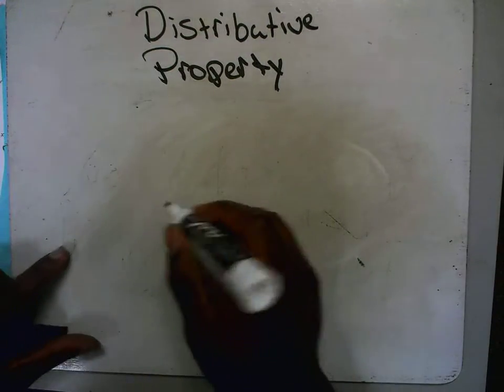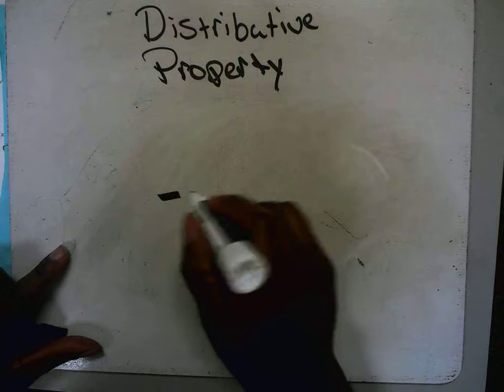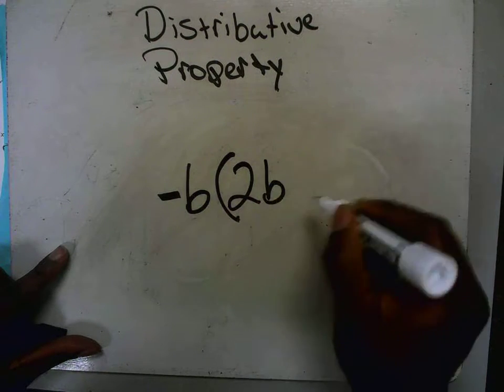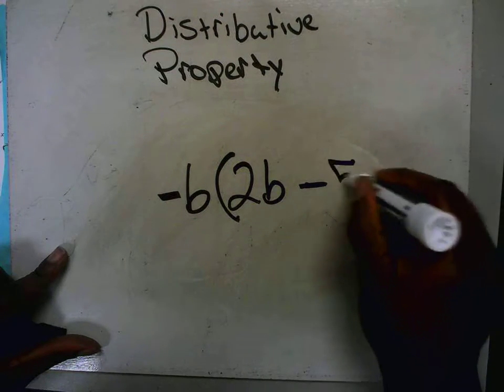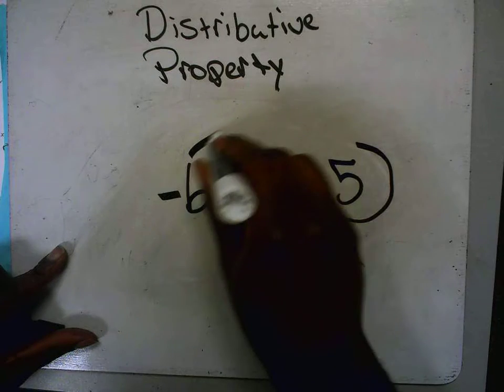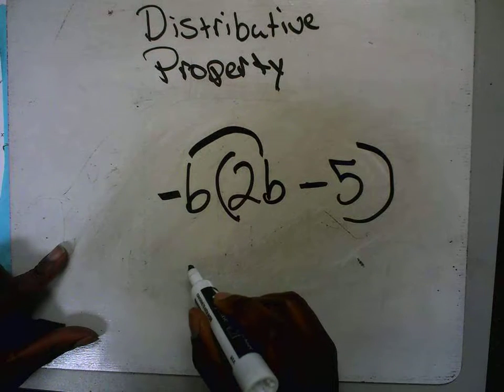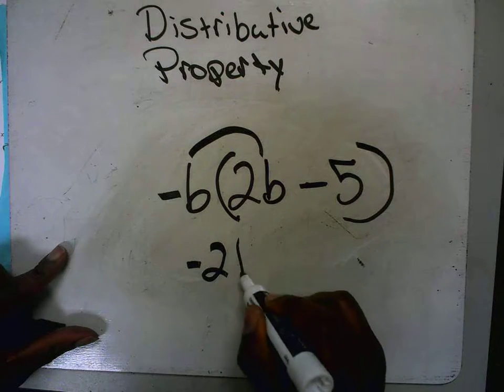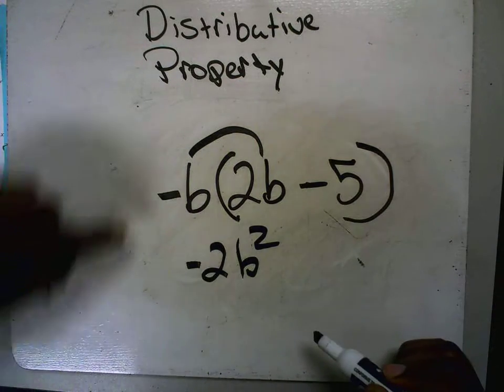We can do negative b times 2b minus 5. We're going to take this negative b here. We're going to distribute to the 2b. So it's going to be now negative 2b squared, because that's the negative 1.